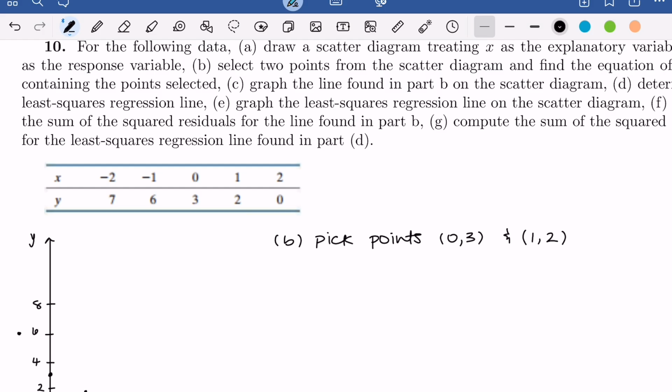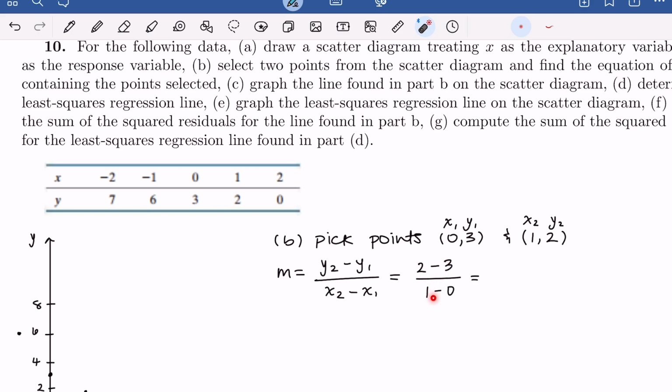So we know the slope is going to be y2 minus y1 over x2 minus x1, where these are x1, y1, and then x2, y2. That's how I'm going to label these. Okay, so this is our first x coordinate, our first y coordinate, and so on. So y2 is going to be 2, y1 is going to be 3. In the denominator, we have x2, which is 1 minus x1, which is 0. So this is going to be a -1 in the numerator and then a 1 in the denominator, which just gives us a -1. So this is our slope.